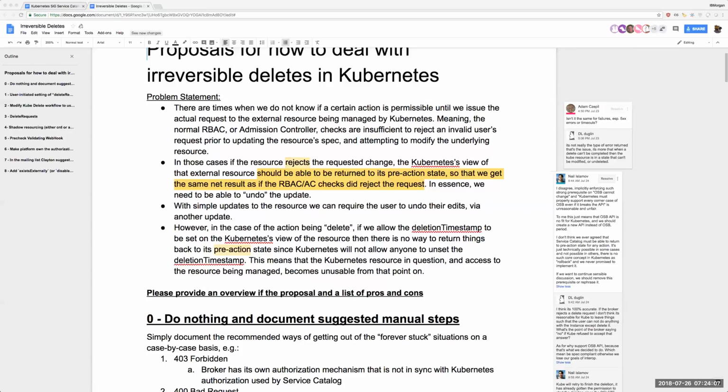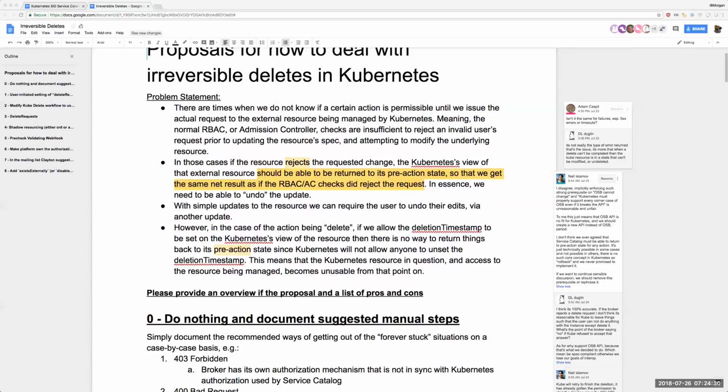There is a corner case where one picture of the world doesn't match the other. And for me, that's the problem statement. What do we do when we have a mismatch between two worlds? And this problem statement clearly says that the broker is the right one and the community is the wrong one, and that communities should have never actually allowed this deletion.